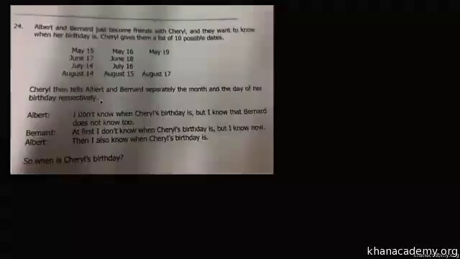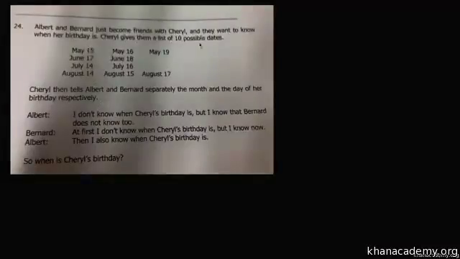So this is a fun deductive reasoning problem that's being forwarded around the internet. Several people have actually forwarded it to me, and so I thought it would be a fun thing to work through. The grammar isn't perfect, but the problem is a fun one. So it says Albert and Bernard became friends with Cheryl, and they wanted to know when her birthday is.